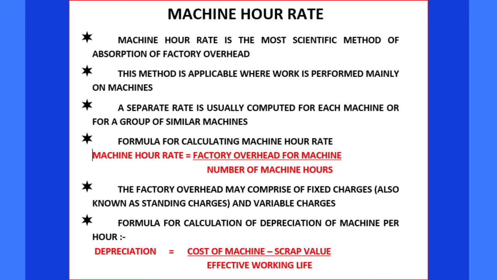Now, yet another formula, because depreciation in many problems will be given to you as a variable expense. So how do you get the value of depreciation? You can use this formula: depreciation is equal to cost of machine minus scrap value divided by effective working life. So with that you get the depreciation. You will understand this more when we do the problems, but for the time being please make a note of the formulas so that you can apply them while we work out the problems.